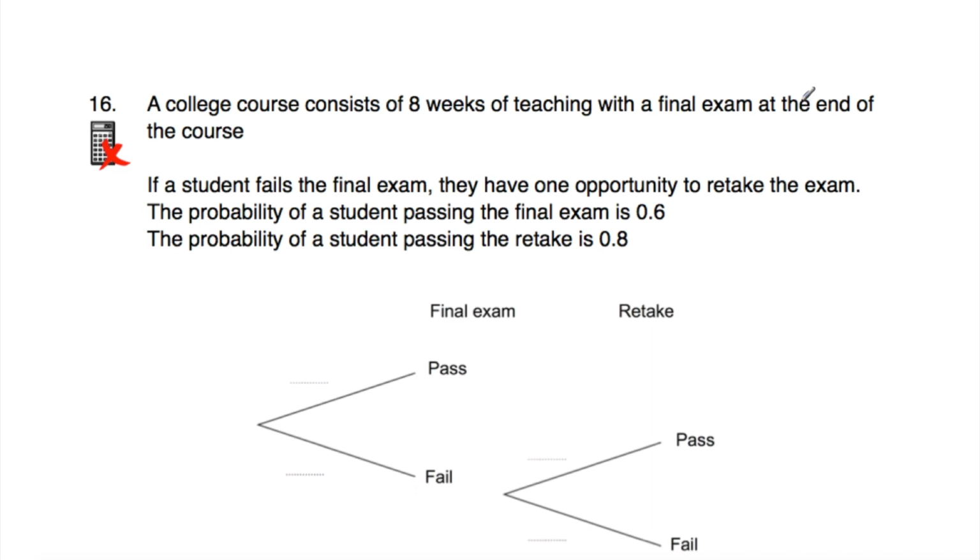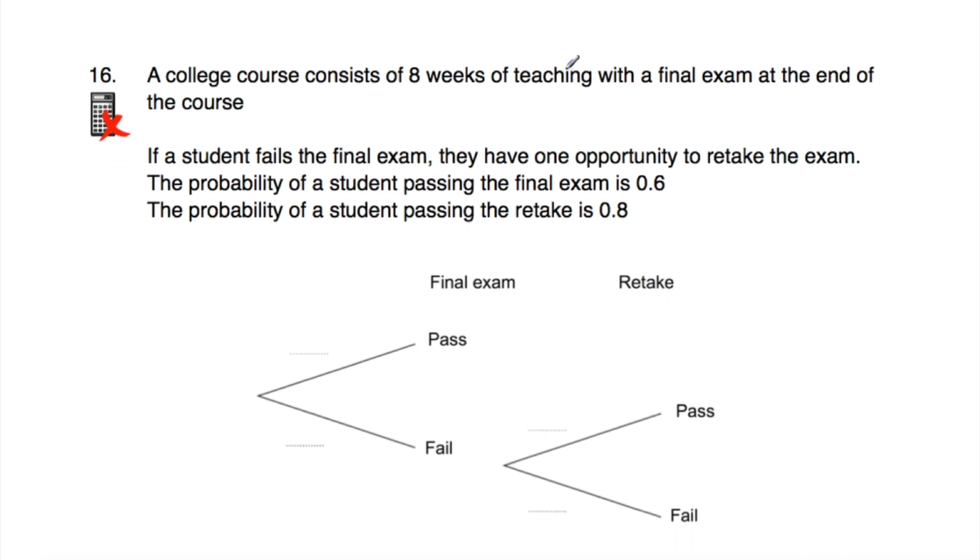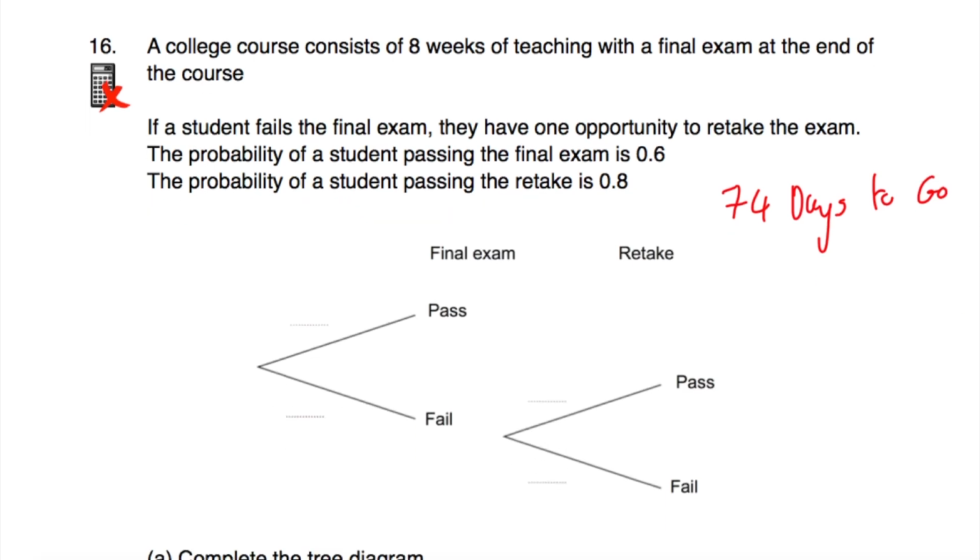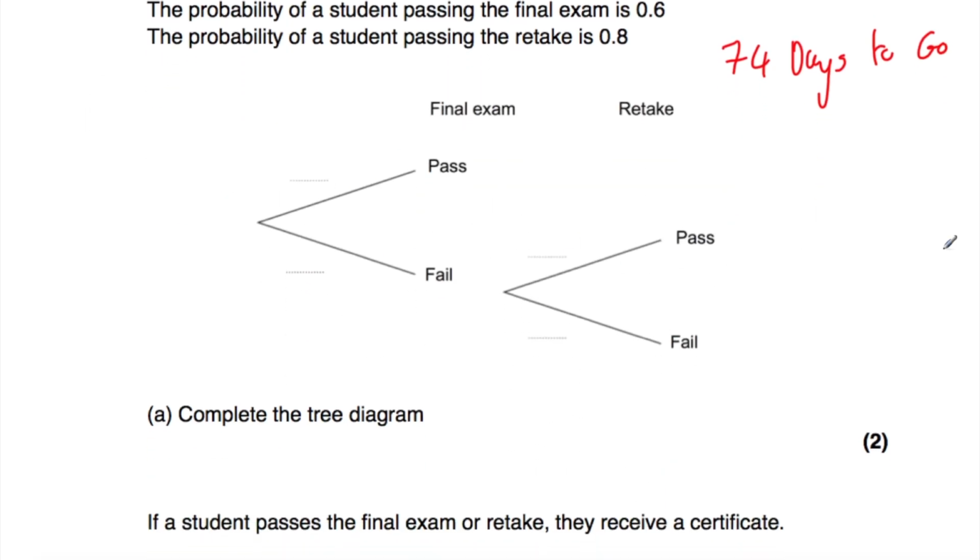Okay, question number 16. This is on tree diagrams. If you need any extra help on tree diagrams, go to the video 74 days to go, that's the video on tree diagrams. In terms of this question, I would just label the branches. For the final exam, we know the probability of passing is 0.6, so we can then find the probability of failing. And likewise for the resit, we're told the probability of passing, so we can then find the probability of failing. And then the question says, complete the tree diagram, so that's part A.